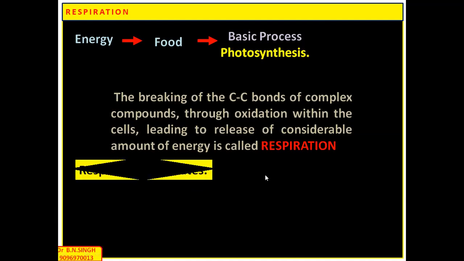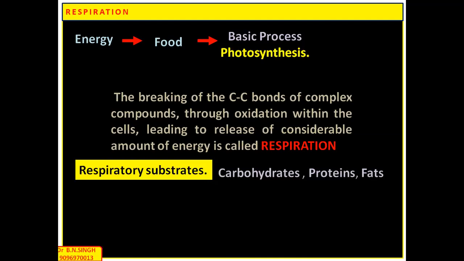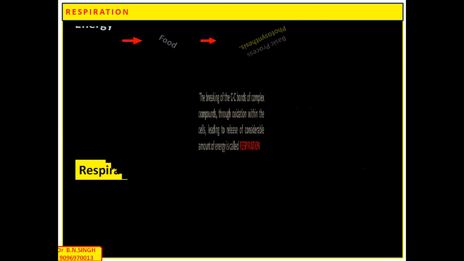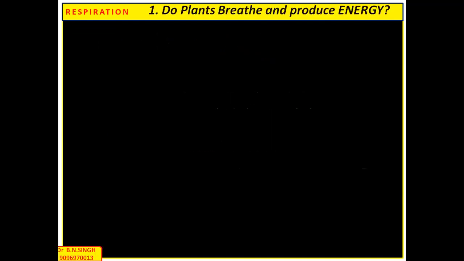In respiration, different types of respiratory substrates are utilized for the synthesis of energy. The main substrate for respiration is carbohydrate in the form of glucose, while the proteins and fats are also utilized during respiration. Now, do the plants breathe and produce energy? Yes. The plants breathe.